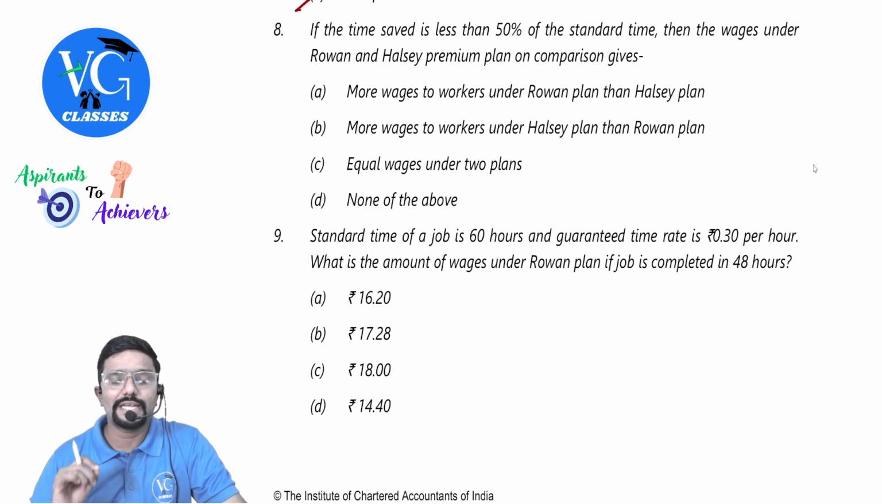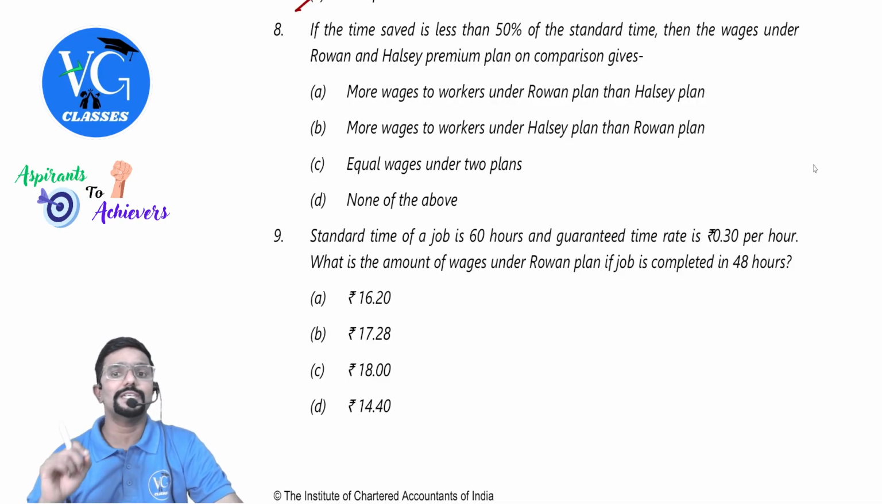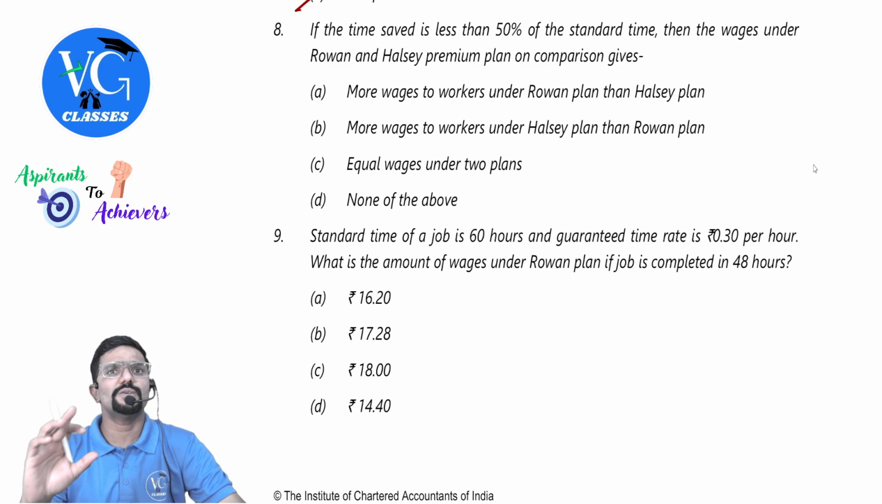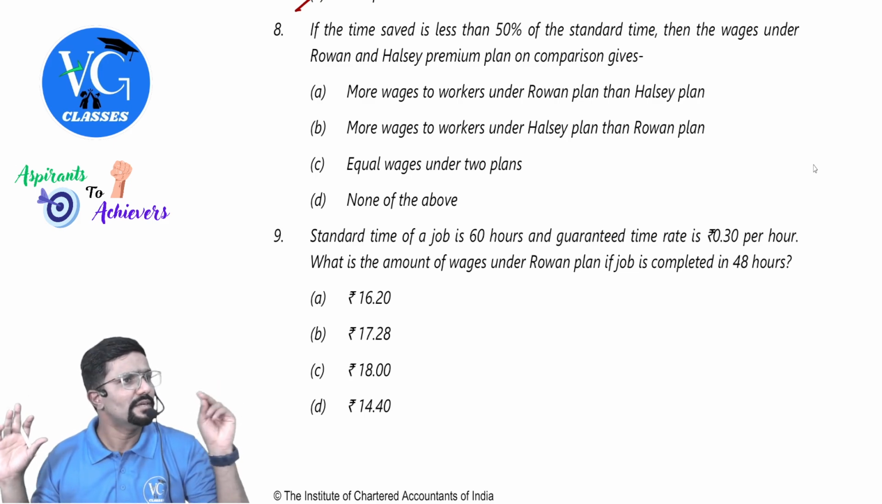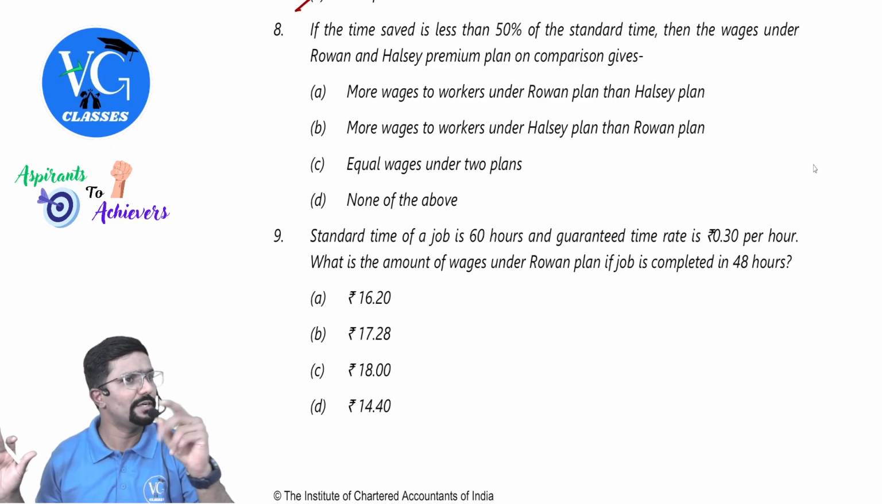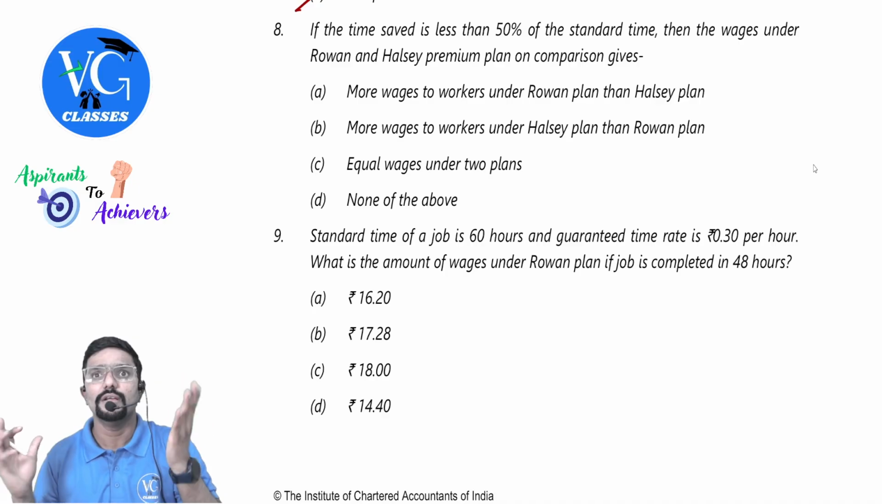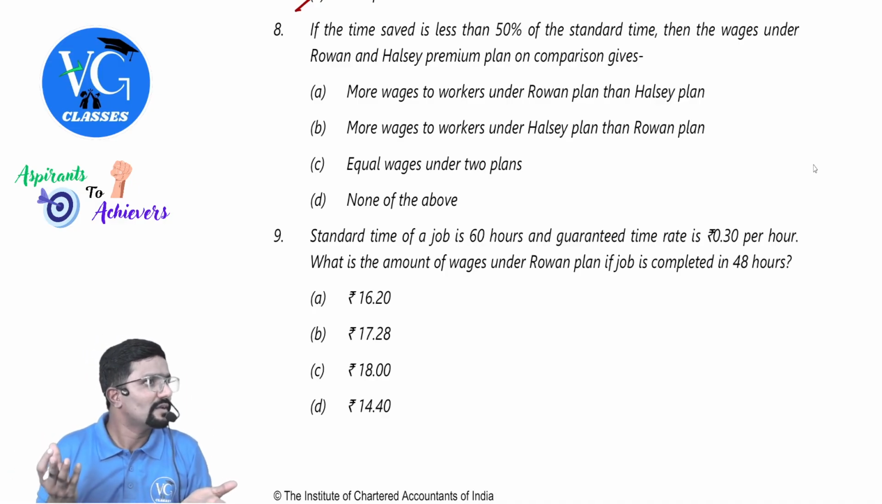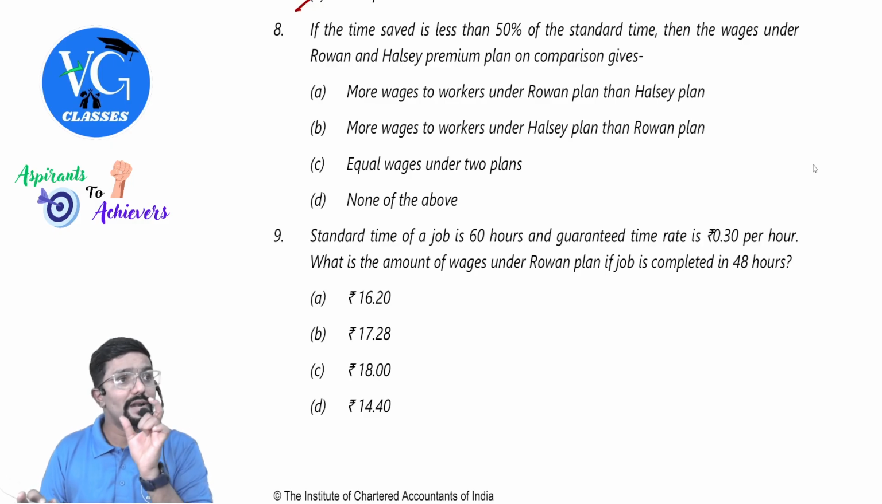Eighth one. If the time saved is less than 50% of the standard time, then the wages under Rowan and Halsey premium plan on comparison gives. Guys, you cannot just answer this as a theory. Let us assume some figures and do the calculation. That is how you have to decide. Because how will you know the statement? Clear? So we'll see what is the statement given.